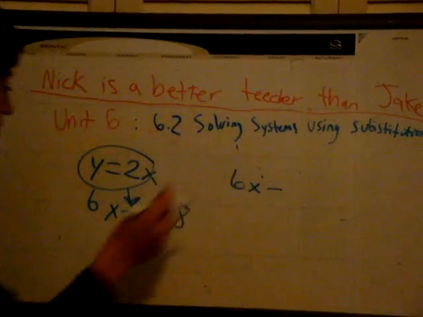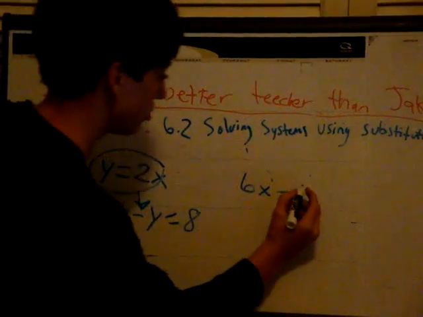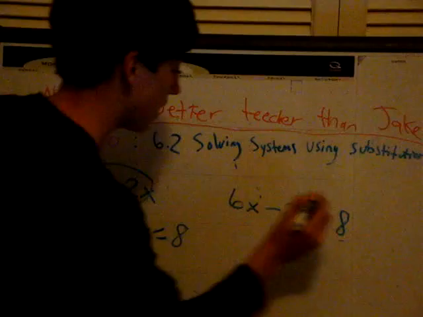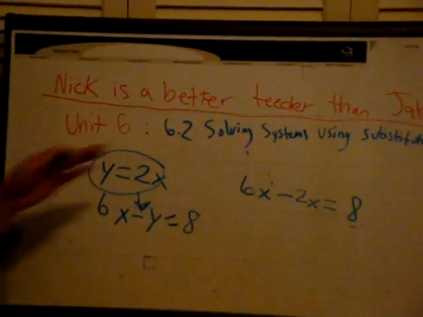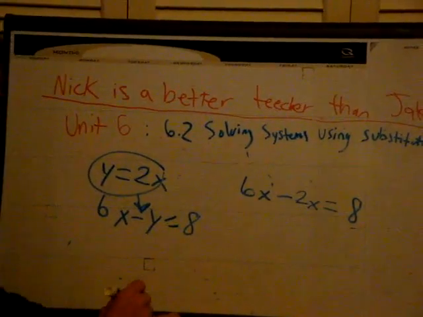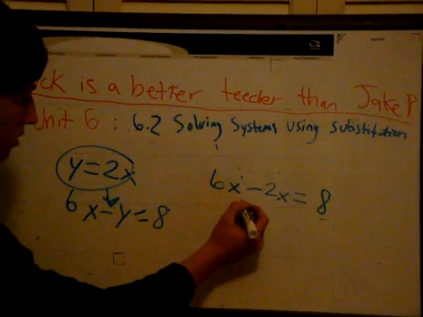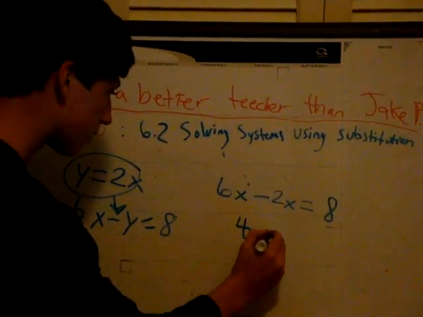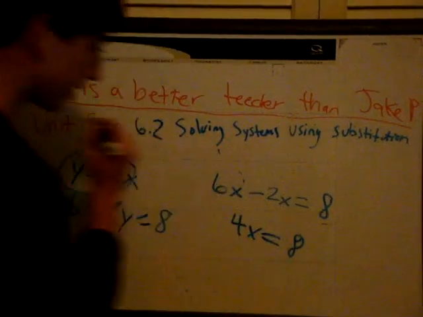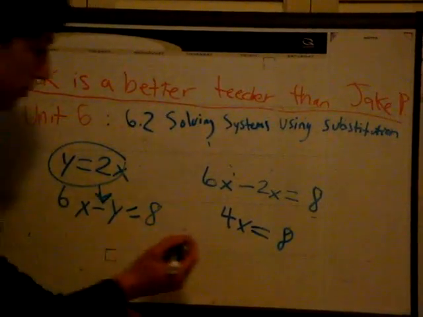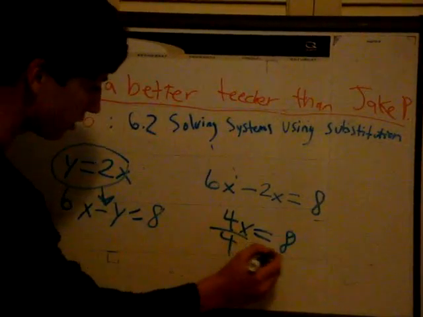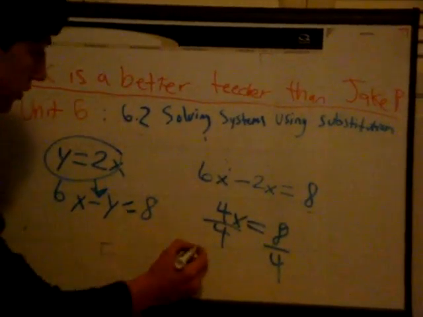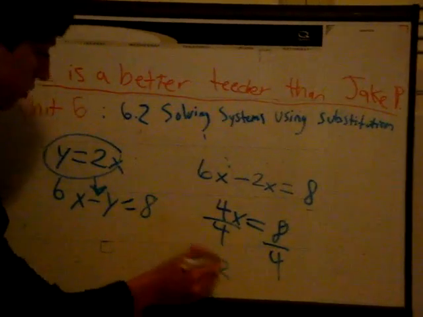6x minus y, and y equals 2x, so we can just plug that right in: 6x minus 2x equals 8. See what I did there? Okay, and then we can just easily subtract these, as you've learned in previous units, I hope. 4x equals 8. And then from here, divide by 4. What you do to one side, you have to do to the other. So that would mean x equals 2.